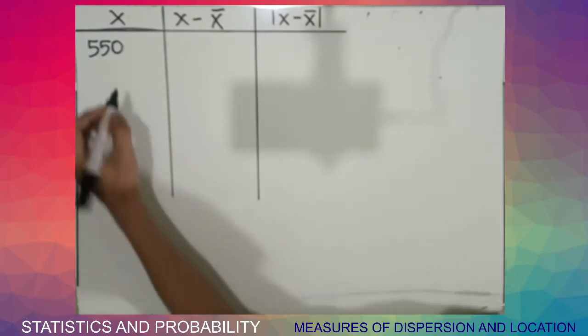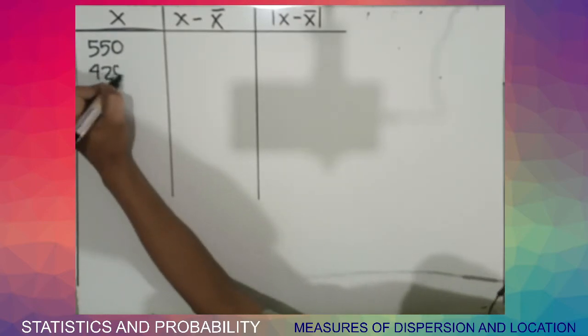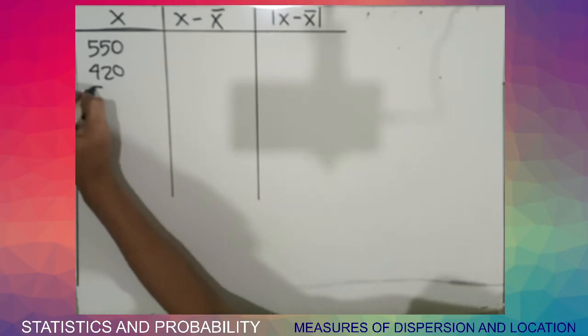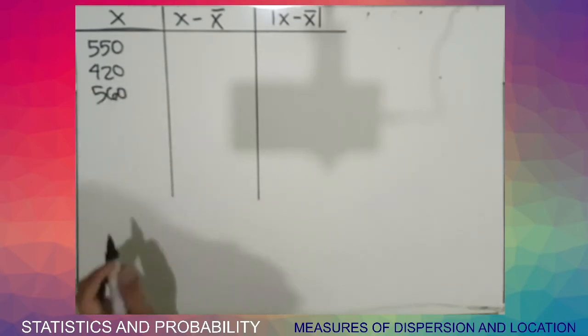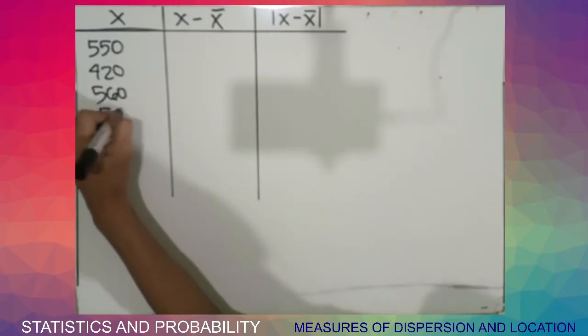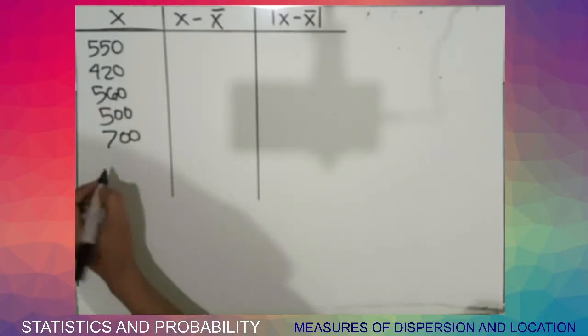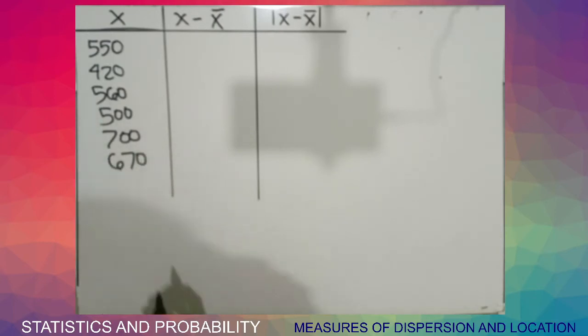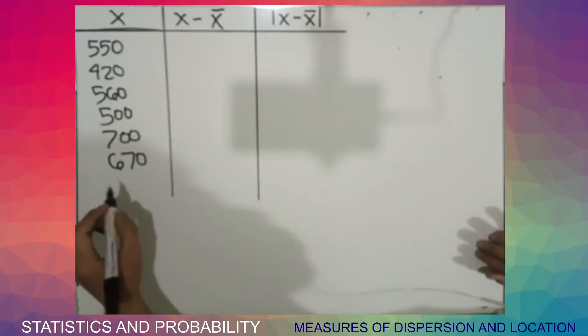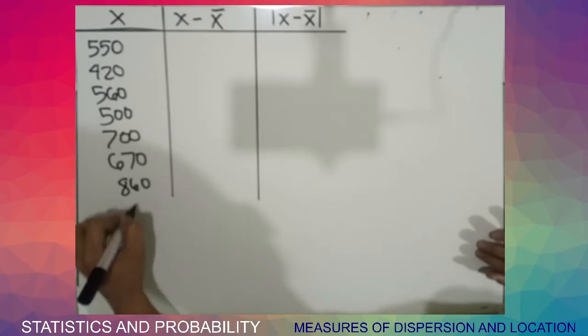So, 550, 420, 560, 500, 700, 670, 860, and 480.